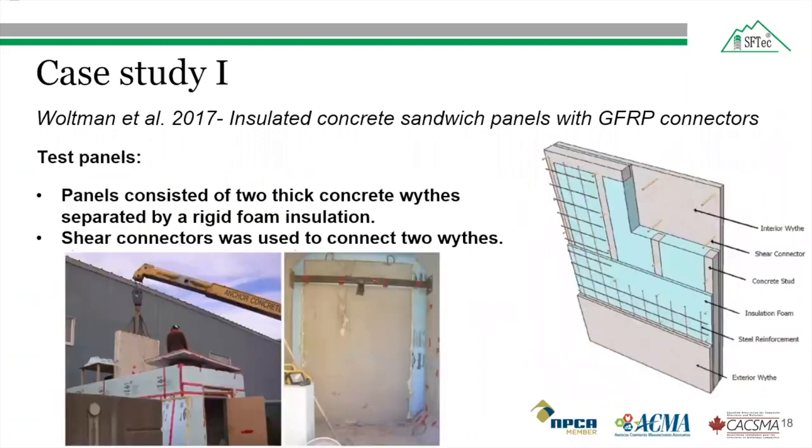The test panels, as shown in this figure, had two wythes, one exterior wythe and one interior wythe, separated by insulation foam. The shear connectors, as shown here, were used to connect the two wythes, passing through the concrete studs. The back of each chamber in the hot box apparatus was left open to allow the test panel to be installed. This figure shows how the test panels were installed inside the hot box.